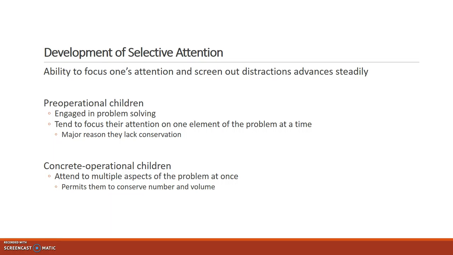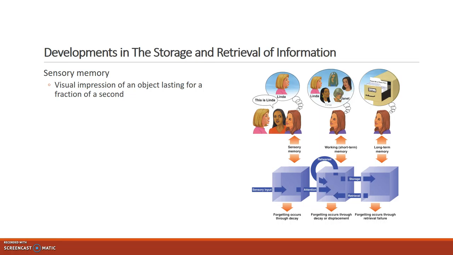So like we talked about before, with the whole volume kind of thing, if we look at the volume of something versus the size of the container it's put in, we're able to understand and focus on both dimensions at one time. Now, the other thing that starts to develop during this stage in life is our memory and our memory capacity, our memory processes.